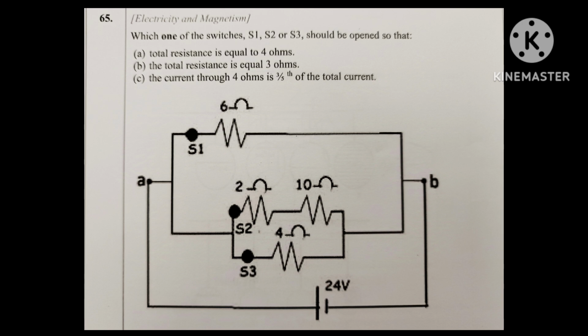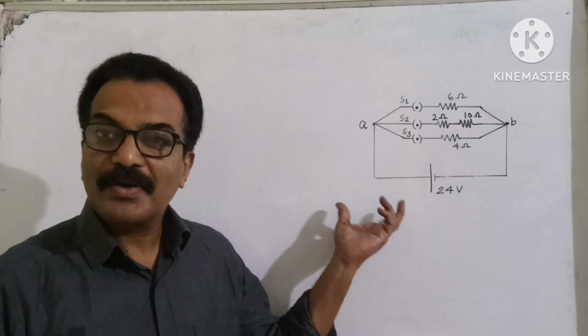It seems that from the terminal A, two branches are taken. But in fact, one of the branches is subdivided. So effectively, there are three branches from the terminal A. Shall I draw an equivalent diagram? Here is the equivalent diagram.